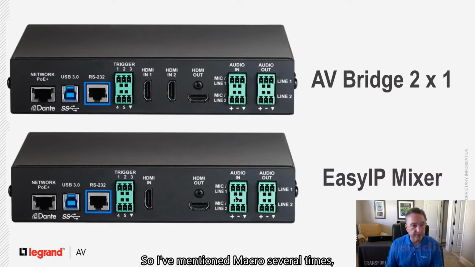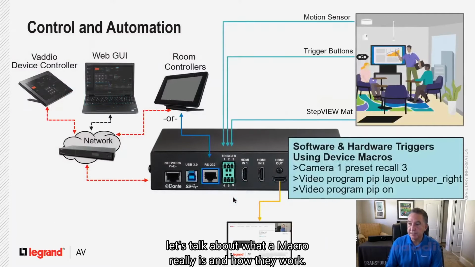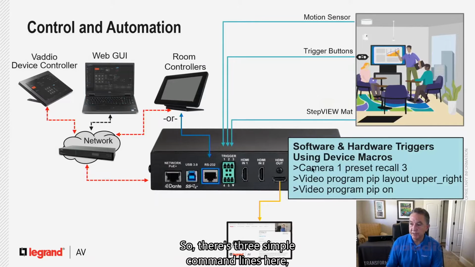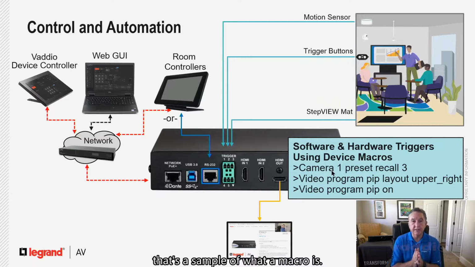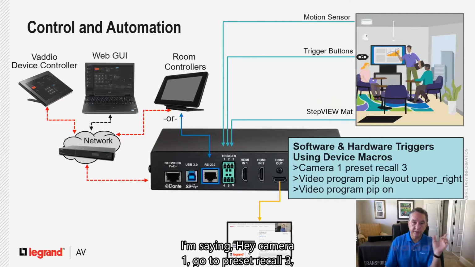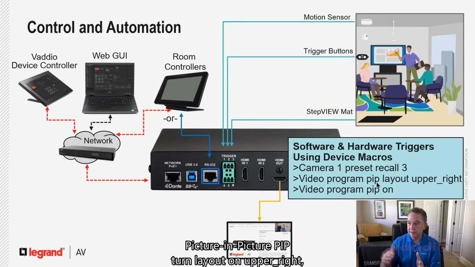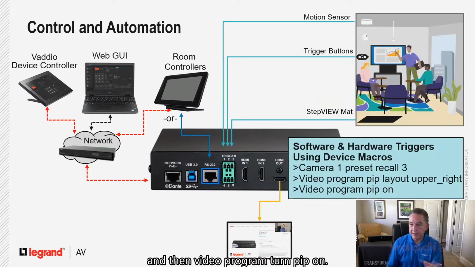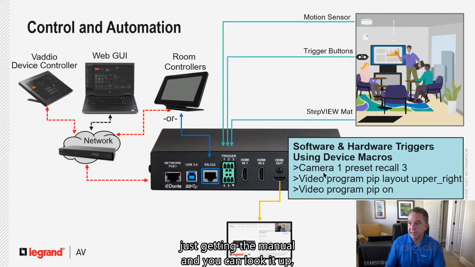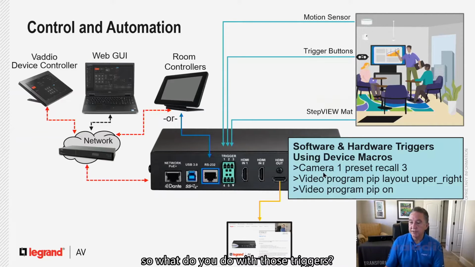So I've mentioned macros several times. Let's talk about what a macro really is and how they work. So there's three simple command lines here. That's a sample of what a macro is. Camera 1, so you have to tell which camera you want to control. So I'm doing camera 1 preset recall 3. I'm saying, hey camera 1, go to preset recall 3. I'm just telling the camera where to go. Video program, which means the output, picture-in-picture, PIP, turn layout on upper right. So enable the upper right layout and then video program turn PIP on. So that would move a camera and turn picture-in-picture on. Real simple command line syntax, just get in the manual and you can look it up. So what do you do with those triggers?